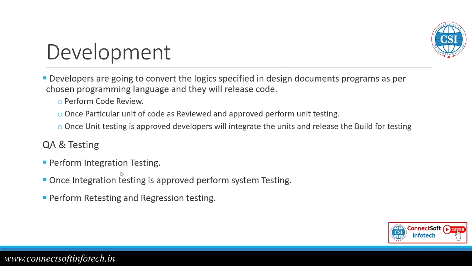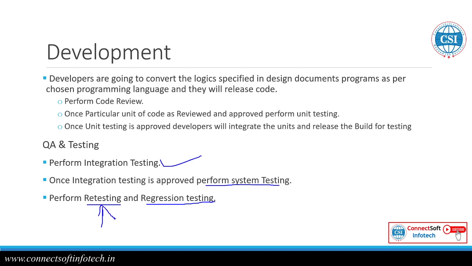A piece of software. Then the QA team performs the integration testing. Once integration testing is approved, then perform the system testing. Then actual testing will start, that is retesting and regression testing. Retesting means re-executing the same test case to check whether the bug is fixed or not.